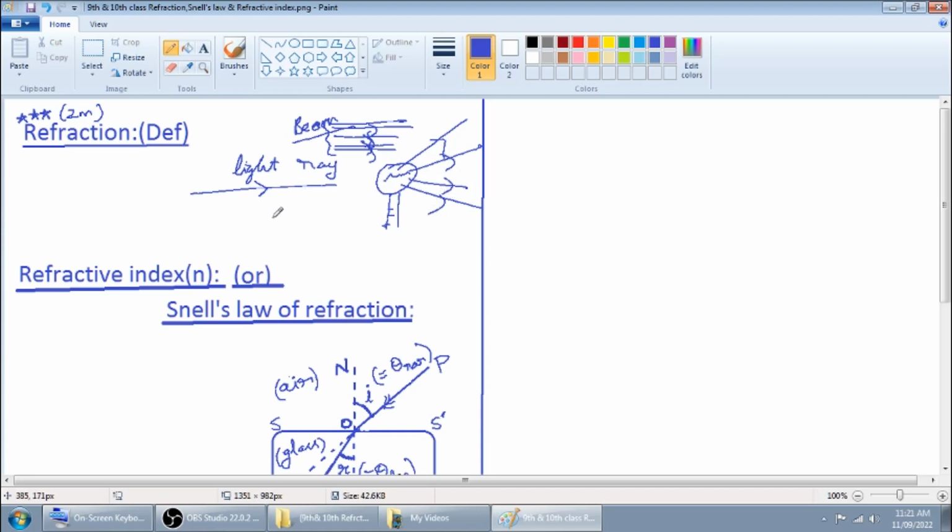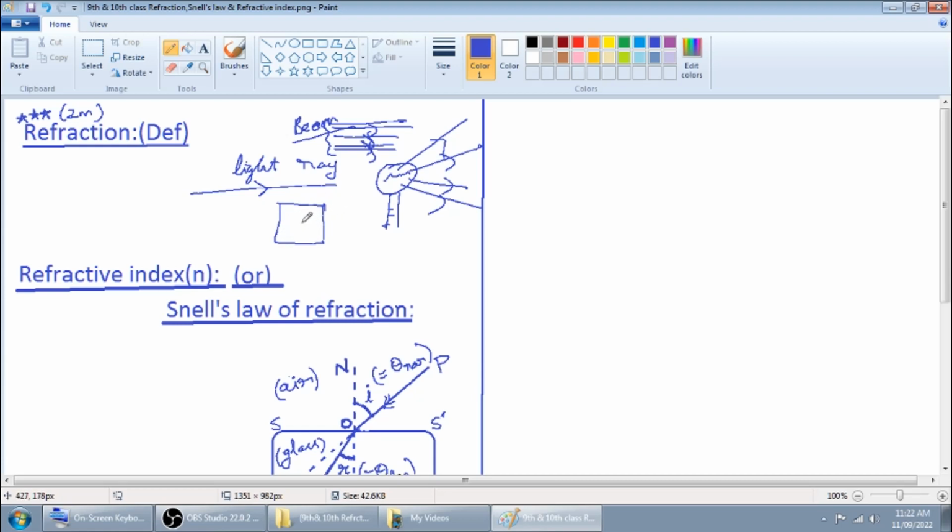Now consider one such light ray. When this light ray passes from one transparent medium into another transparent medium, supposing we have one transparent medium here. What is a transparent medium? Any medium or substance through which we can see. A simple example of a substance through which we can see other objects is a glass plate. A glass plate is a transparent medium. Another simple example is water. Through water also we can see other objects.